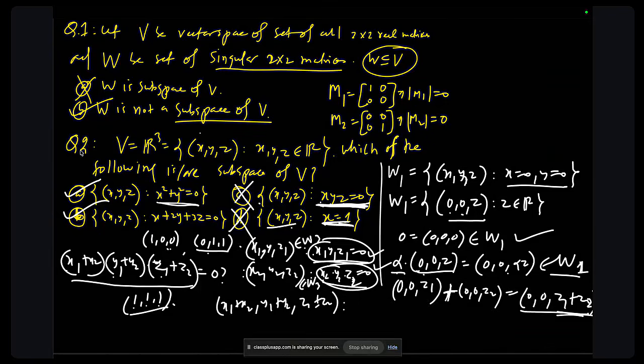Okay, the second question: V is R cube, the set of (x, y, z) where x, y, z are real. There are 4 options, and we ask the student to check which of the following is a subspace of V. First is x square plus y square is 0. Second is x plus 2y plus 3z is 0. Third is xyz is 0. Fourth is x is 1. If you check all 3 conditions of a subspace, you will find options A and B are true, and C and D are not subspaces. Check, and if you have anything, please ask.